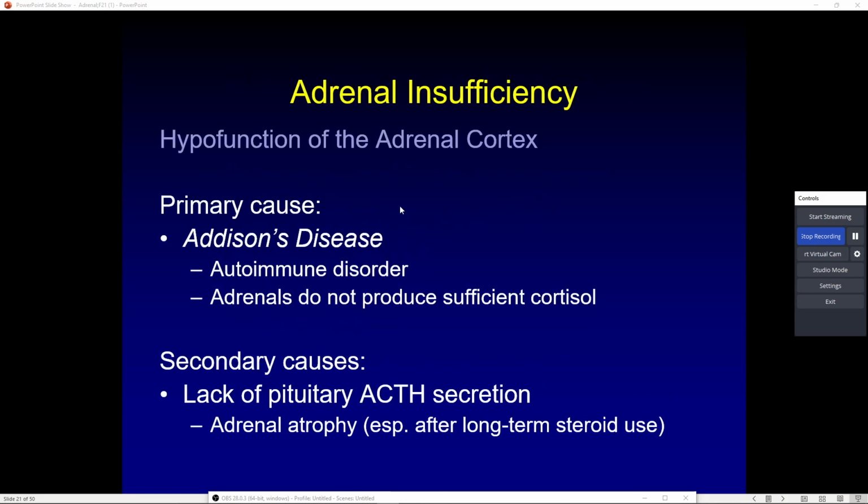So, adrenal insufficiency. This would be the opposite of the adrenal cortex overfunction. So that's Cushing's. Overfunctionality of the adrenal cortex is Cushing's. Hypofunction is going to be Addison's. Our primary cause, Addison's disease, is an autoimmune disorder. Just like the thyroid, we have an opposing disease of Cushing's, and that's going to be Addison's. Autoimmune disorder, we aren't producing enough cortisol.